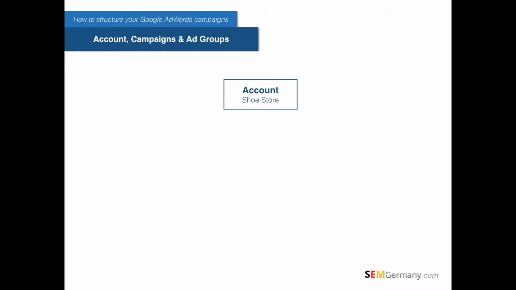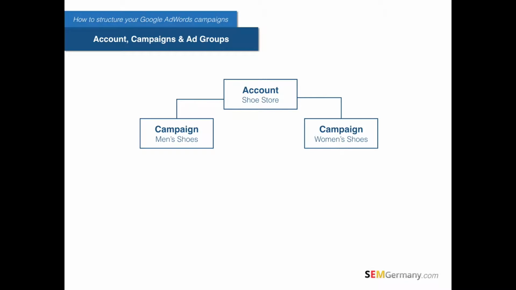Let's say you have a Google AdWords account for an online shoe store. In this store, you sell shoes for both women and men. Now you could have two separate campaigns. One campaign for promoting men's shoes and one campaign for promoting women's shoes.